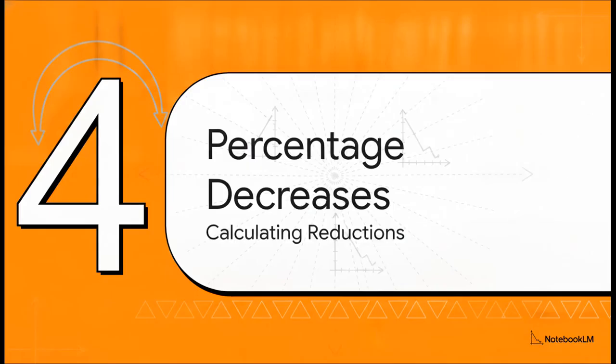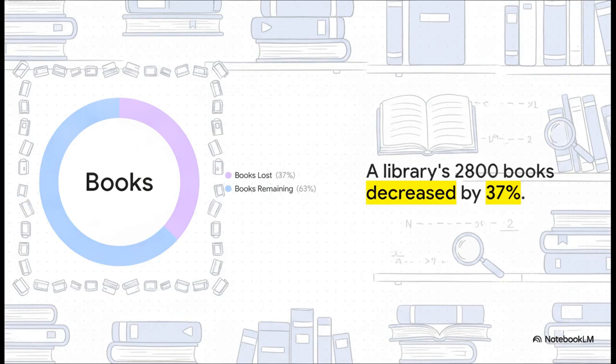Okay, shifting gears to Section 4, calculating percentage decreases. You know, the beautiful thing about math is that the rules don't just randomly change on you. The exact steps we just used work perfectly when things shrink too.